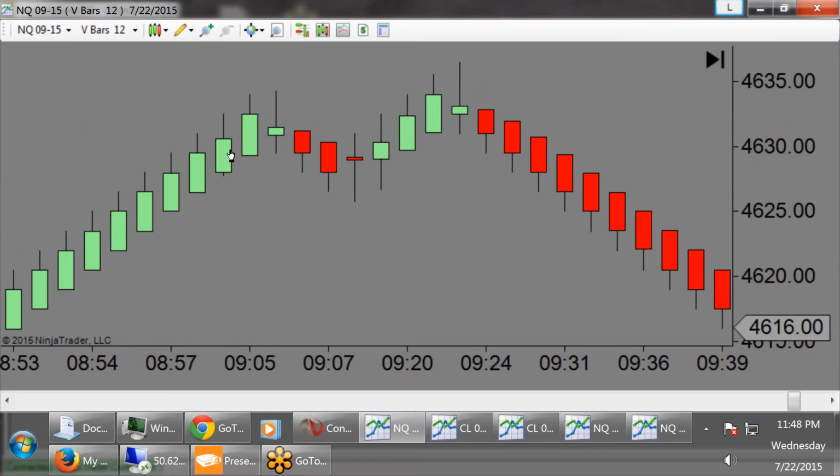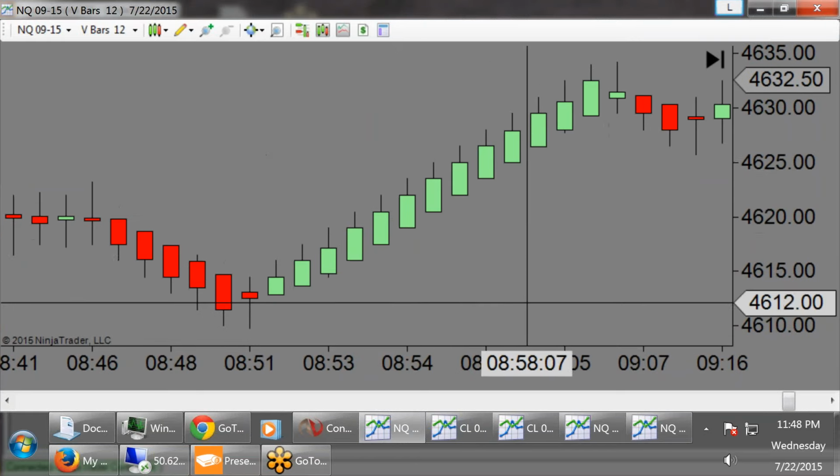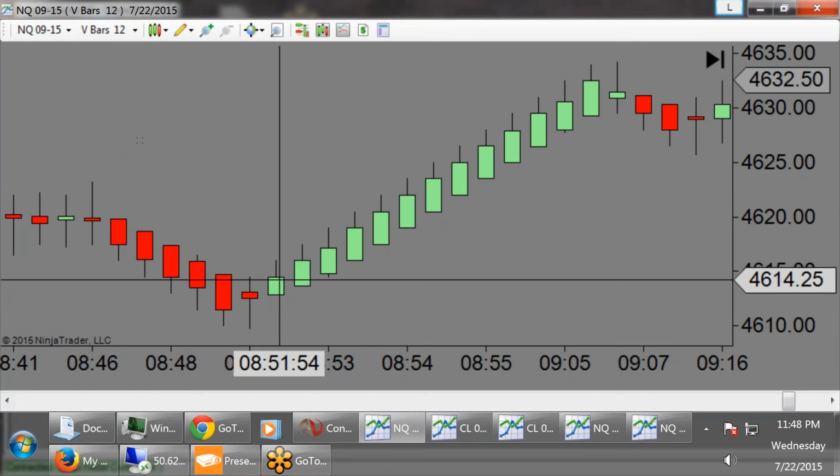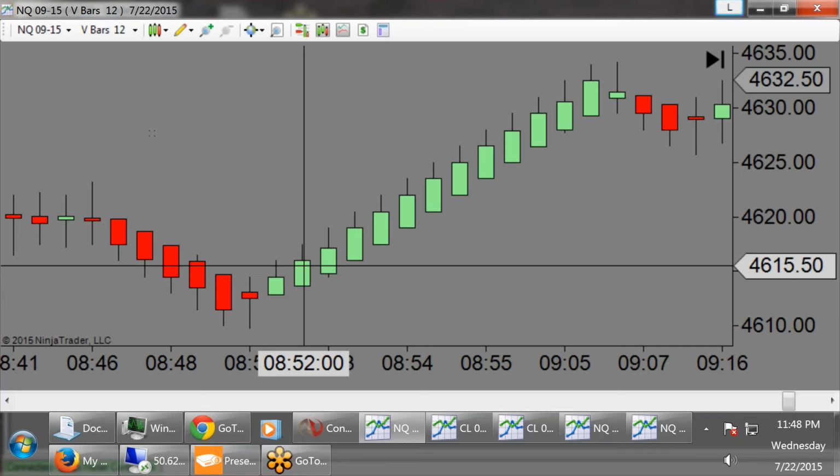According to my theory, this bar here where my mouse is at 8:51 and 54 seconds finished at 8:51 and 54 seconds. You can see that. Now this bar finishes printing green. If you're trading the V-bars, you want to know what comes next. What do I do first? First, I go long, right? And where do I place my stop?